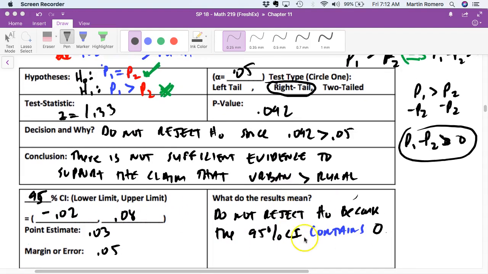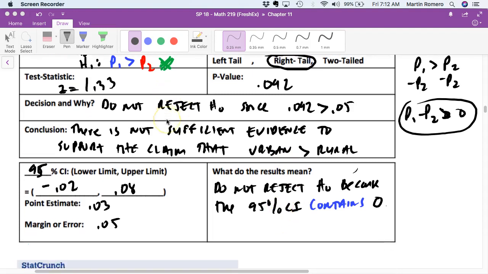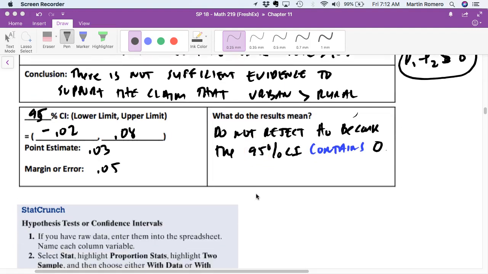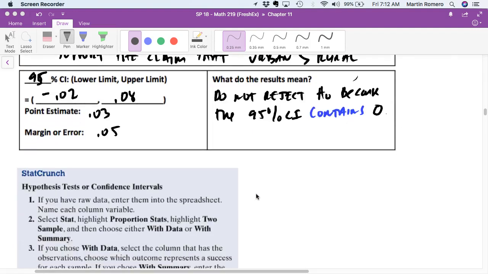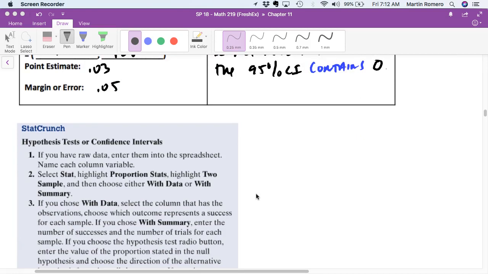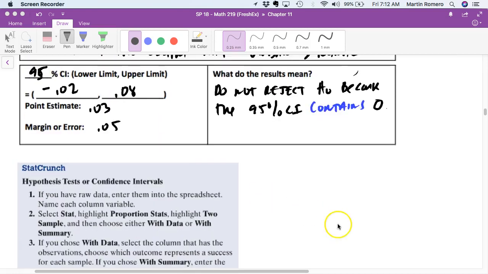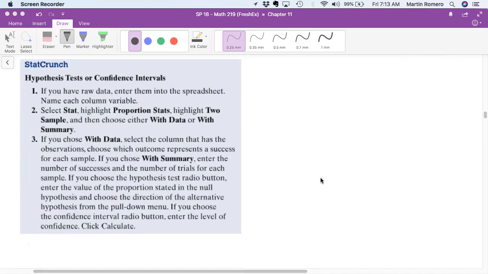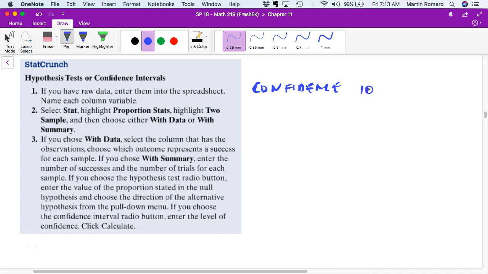So if the confidence interval contains 0, then we do not reject the null hypothesis. If it does not contain 0, then we reject. If it contains 0, we do not reject. I'll make a note of that. So for confidence intervals, got to add this there.